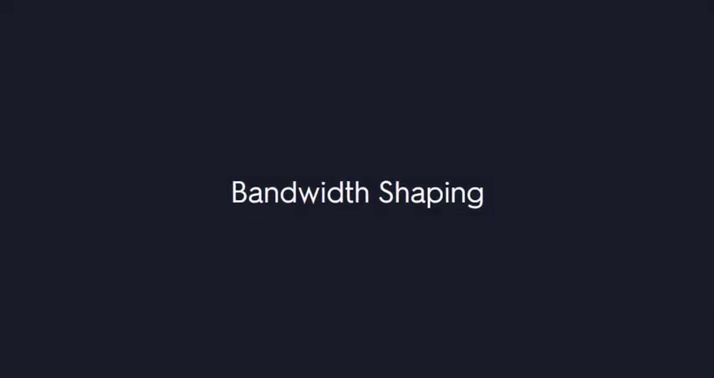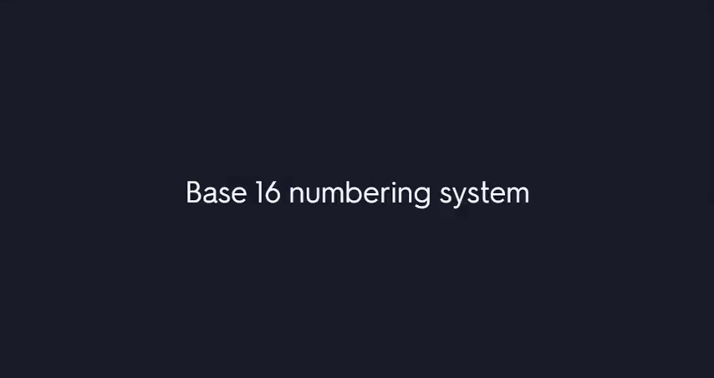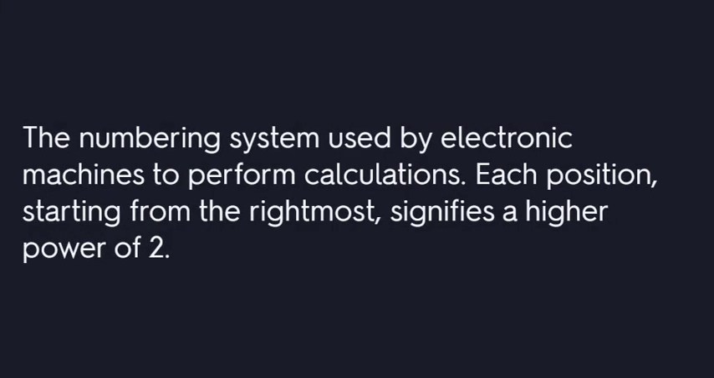A QoS mechanism that introduces some amount of delay in traffic that exceeds an administratively defined rate. Bandwidth shaping. A numbering system where each digit is the equivalent of 4 binary digits. Each position, starting from the rightmost, signifies a higher power of 16. Base 16 numbering system. The numbering system used by electronic machines to perform calculations. Each position, starting from the rightmost, signifies a higher power of 2.